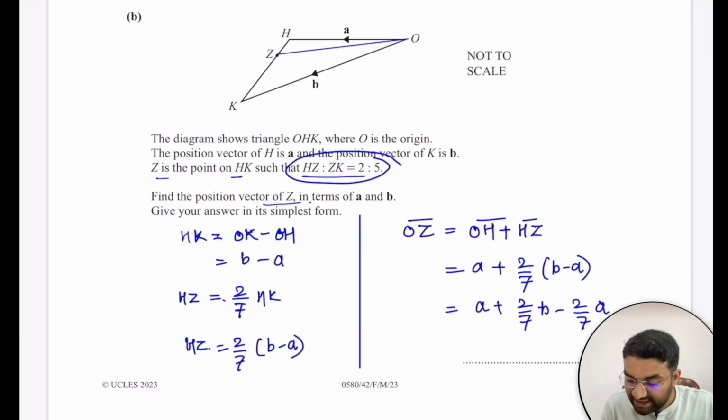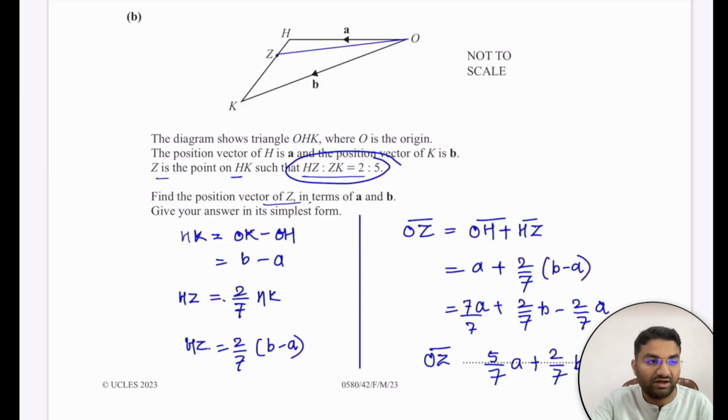And here a and a. So 7 by 7 multiplied, and the denominator 7 is the same, so 7 minus 2 is 5/7 a plus 2/7 b. That's the answer for position vector OZ.